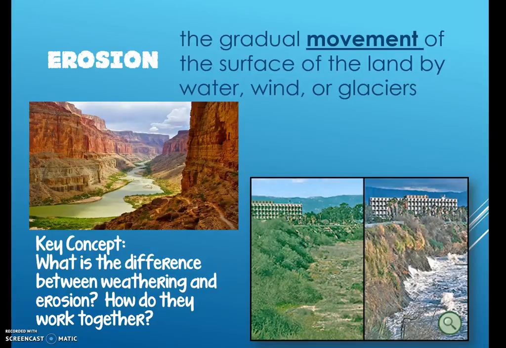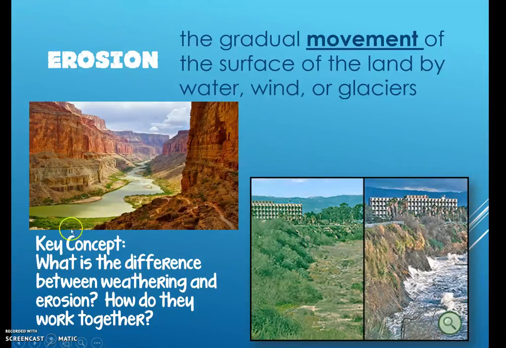We're going to start off with what is erosion. So in the last lesson, we learned that weathering is the breaking down of rock by wind, water, and any other means. So erosion is going to follow after weathering, and it is the gradual movement of the surface of the land by many of the same things that cause weathering: water, wind, or glaciers.